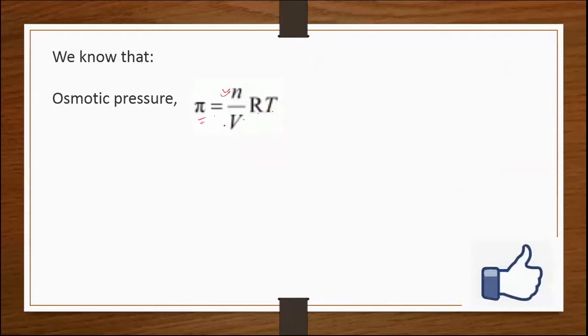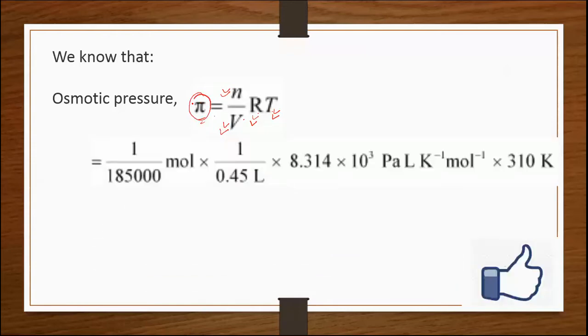N is number of moles, V is volume, R is constant, and T is temperature. Here pi indicates osmotic pressure. Thus, we substitute the value of N, V, R, and T. The value of N is 1 by 185,000 mole. Value of volume is 0.45 liter. Value of R is 8.314 into 10 to the power 3 Pascal, liter, Kelvin inverse, mole inverse.